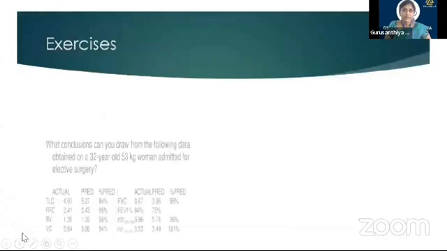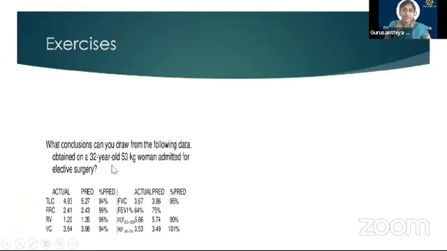So here are a few exercises which we would see. In this case, the patient is admitted for an elective surgery. First of all, see the FEV1 by FVC. I'll finish off in 10 minutes. I'm sorry for being late.